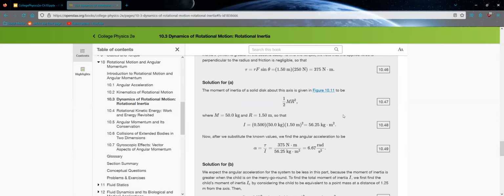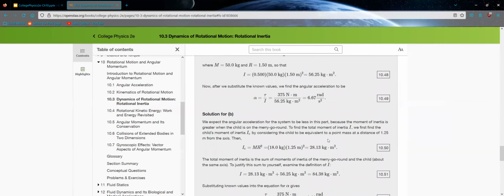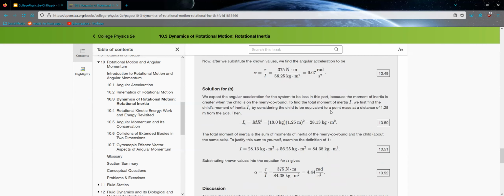We can figure out the inertia of the blank merry-go-round by calculating it out. So one half times 50 times 1.5 squared gives us about 56.25 kilogram meters squared of inertia. Then our initial equation that we talked about at the top here divides out to give us an angular acceleration of 6.67 radians per second squared. Cool, easy, no real problem. But what happens when we add the kid? Well, we would expect the angular acceleration of the system to be less because the moment of inertia is greater with the child on the merry-go-round. It takes more force to move with the kid there.